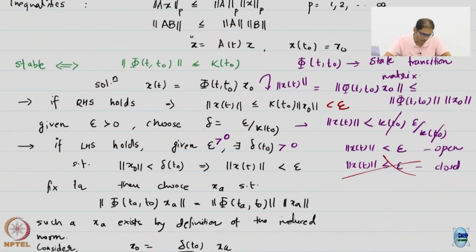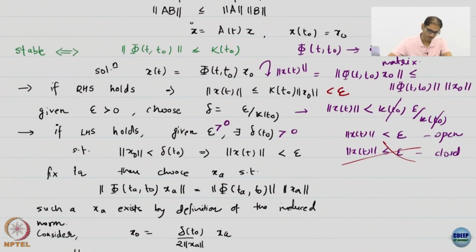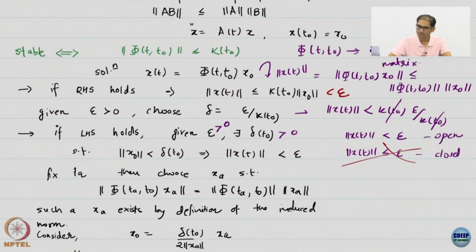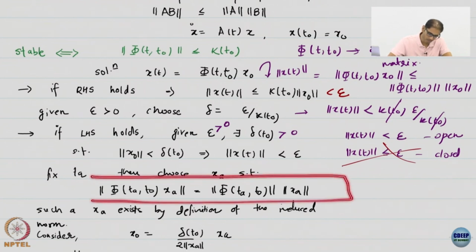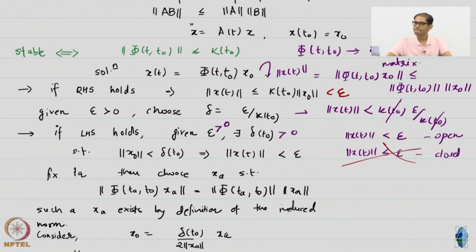Now I say something interesting. I say that I will fix a TA and choose an XA such that this happens. What is this, by the way? What is the left hand side? What is the right hand side? What is the left hand side? This guy, what is this? Yeah, it's weird, no?